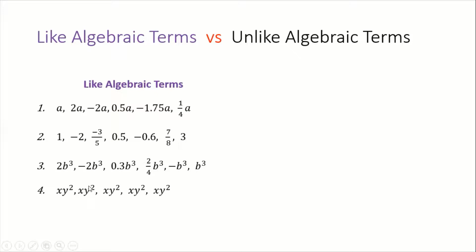Let's look at some more. Here we have xy squared, xy squared, xy squared, xy squared, xy squared. All of these are like terms. So note that all like terms can be combined and simplified to give one term. All right, so this is an important note that you should remember. All like terms can be combined and simplified to give one term.